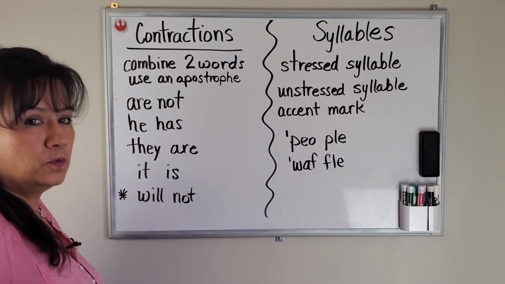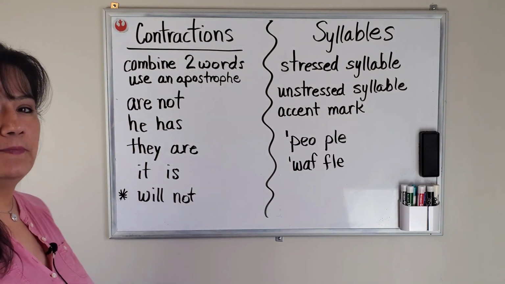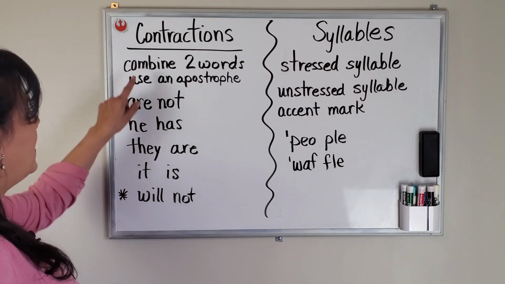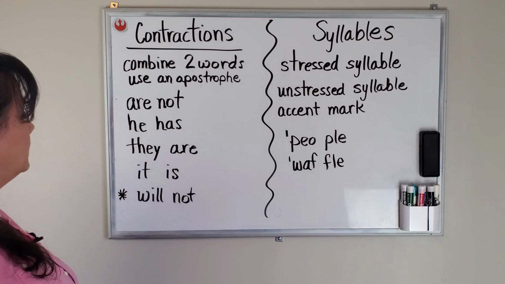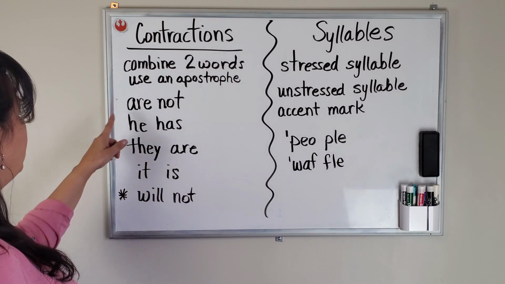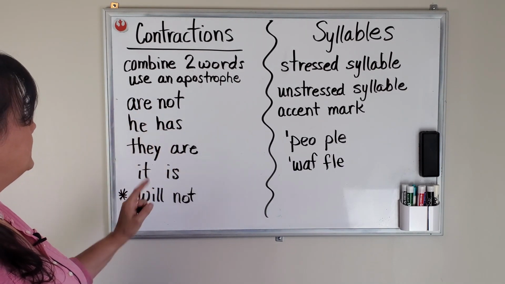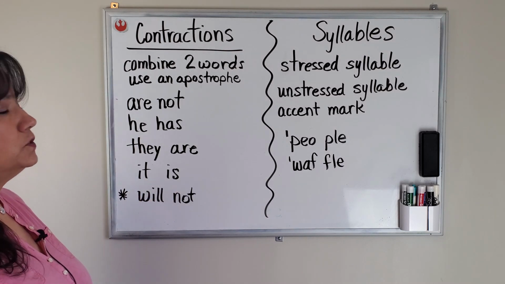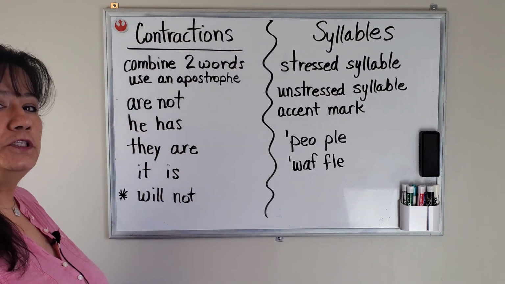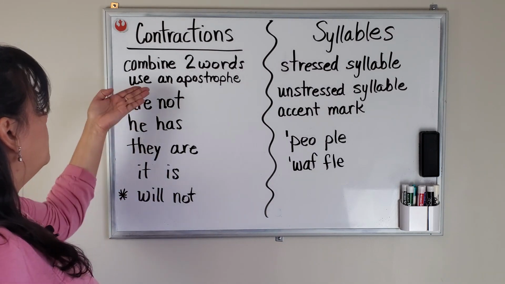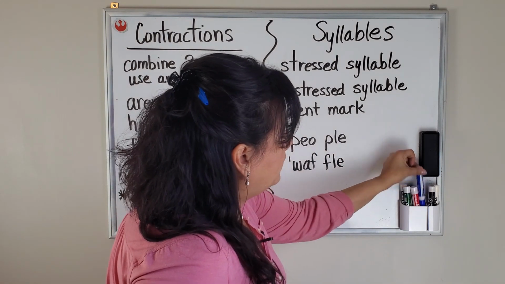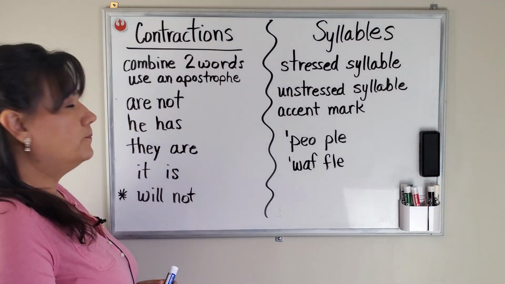Now, you know what a contraction is, but let me remind you, a contraction, of course, is a new word where we combine two words, like the words down here. We've got are not, he has, they are, it is, and will not. So we're going to combine these two words, but the only way we can do it is we have to use an apostrophe, and those are the basic rules with contractions.